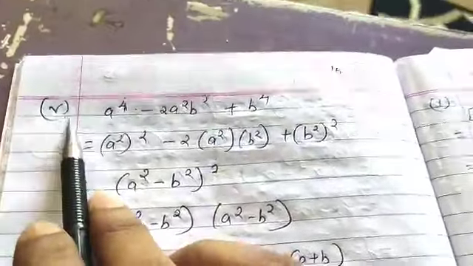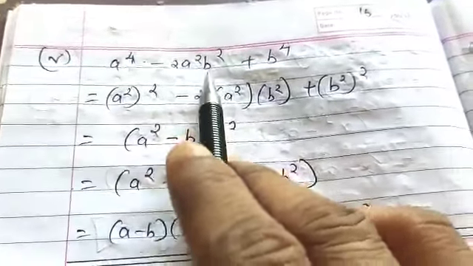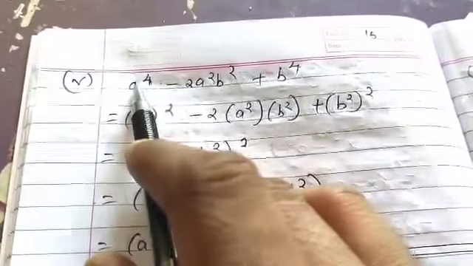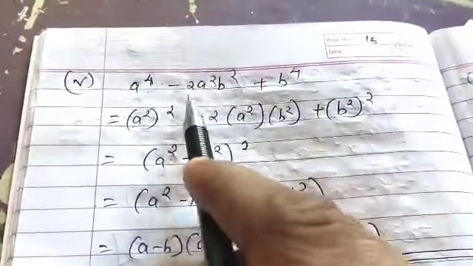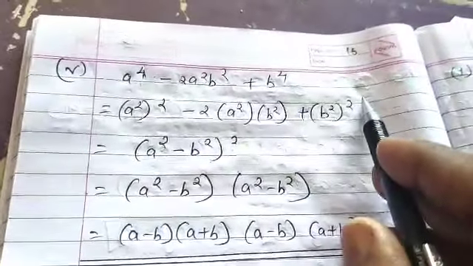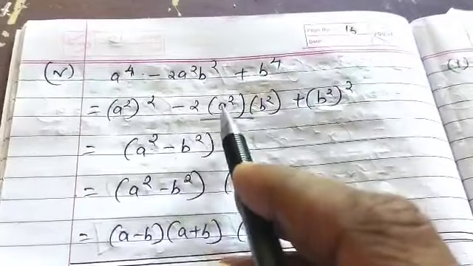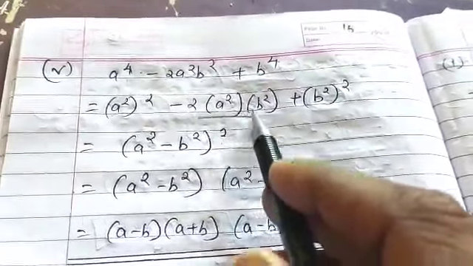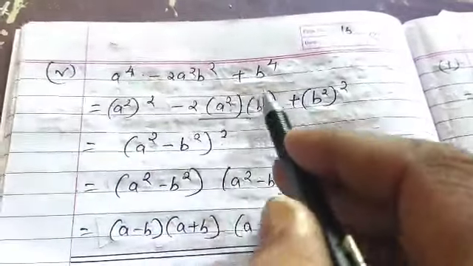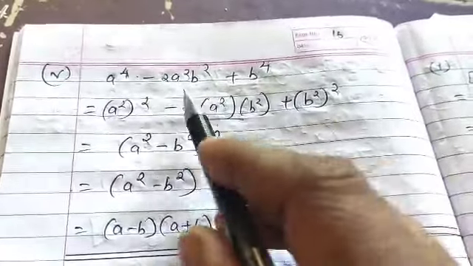See sum number 5, a raised to the power 4 minus 2a square b square plus b raised to the power 4. Now here a raised to the power 4 is the perfect square of a square the whole square, and b raised to the power 4 is the perfect square of b square the whole square. Now check the middle term. How to check the middle term: 2 into under root of first term into under root of last term, that is 2 into under root of a square into under root of b square, that is 2 into a square into b square gives 2a square b square.